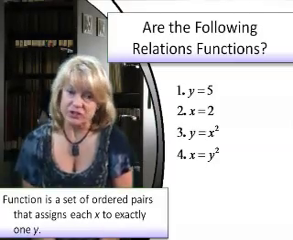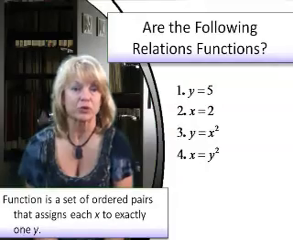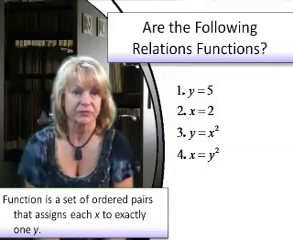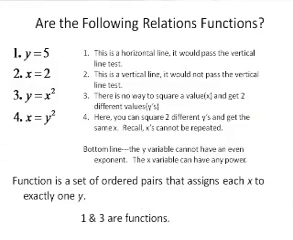Determining if equations are functions is much more difficult than working with ordered pairs or graphs. The first equation is a horizontal line. This would pass the vertical line test. The second is a vertical line and would not pass the vertical line test.